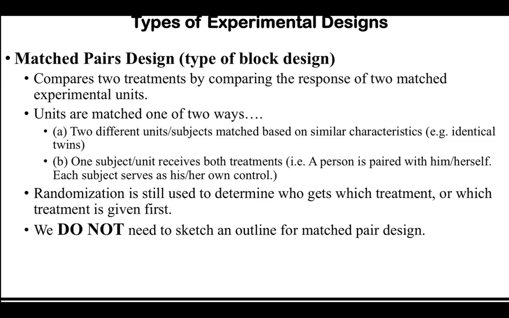Each subject serves as his or her own control group. Randomization is still used to determine who gets which treatment, or which treatment goes first. So this one does not need a sketch because you would have to do many sketches, many outlines. So the only one we don't have to do an outline for is match pair. We just have to go through how to do randomization, replication, and control. That's it, okay?